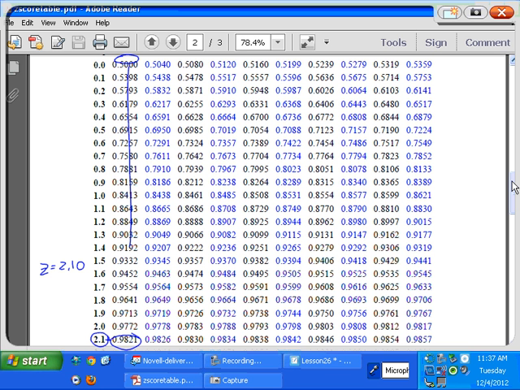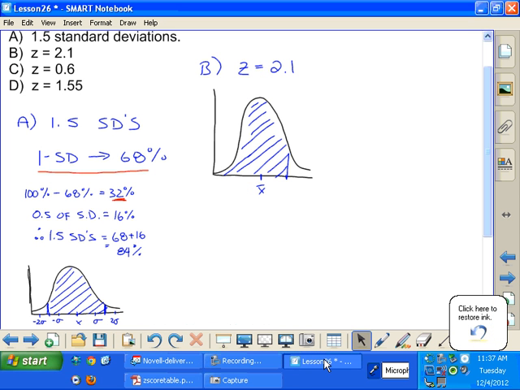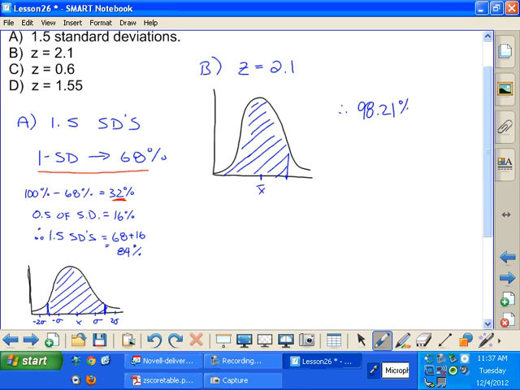So going back to our note here, therefore, 98.21% of the area is for a z-score of 2.1. All we're doing is taking that z-score and going to the chart.